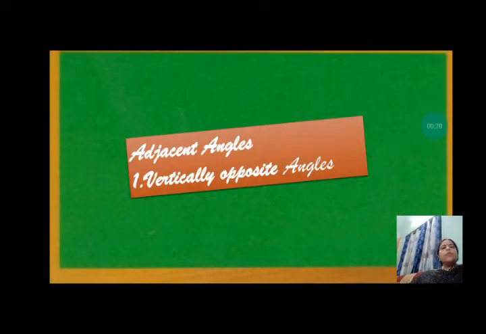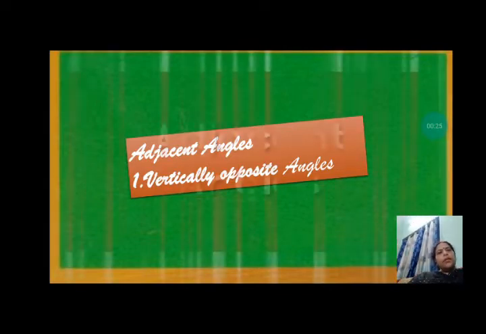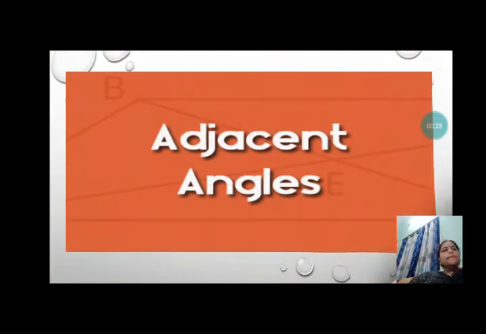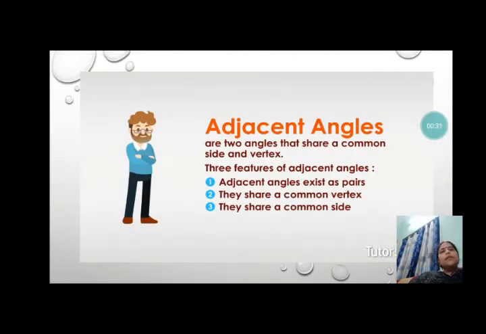First of all, we will do the adjacent angles and then vertically opposite angles. So let us know what adjacent angles are. Adjacent angles are two angles that share a common side and vertex. That means adjacent angles have a common side and a common vertex. So three features of adjacent angles are: they exist as pairs, they share a common vertex and they share a common side. So first we have done the vertex.